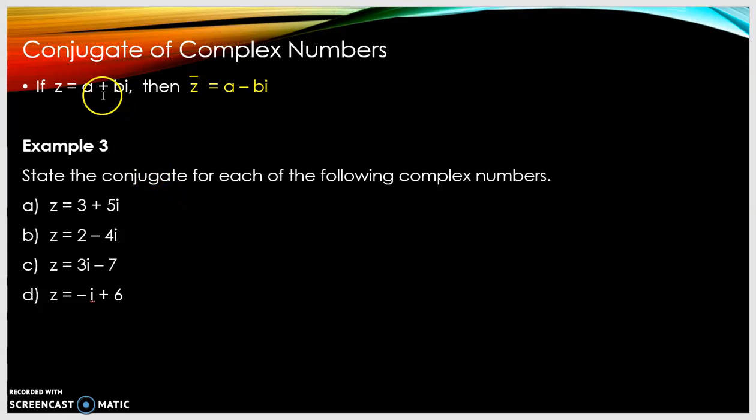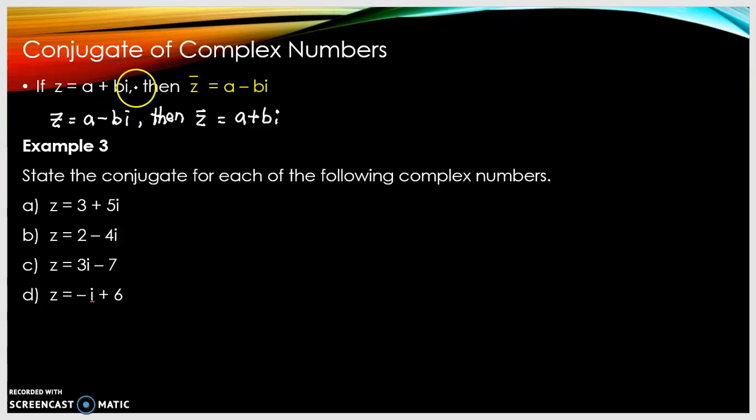Now we look at conjugate of complex numbers. If z is equal to a plus bi, then the conjugate of z is equal to a minus bi. Vice versa, if our z is equal to a minus bi, then our conjugate of z will be equal to a plus bi. So you can notice that the change is only on the imaginary part.